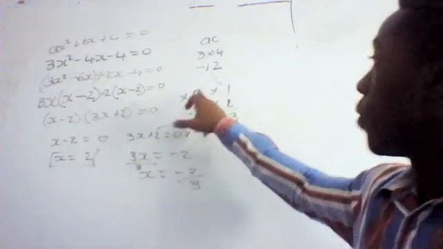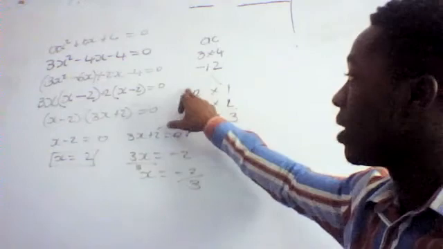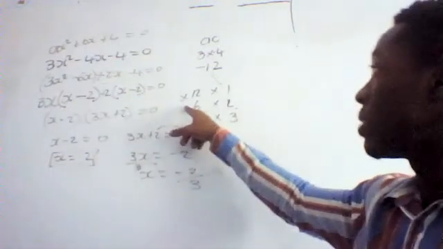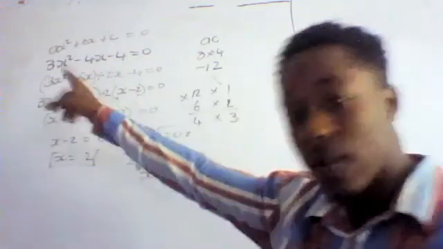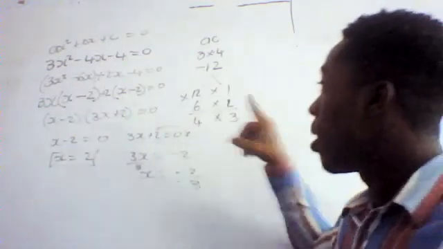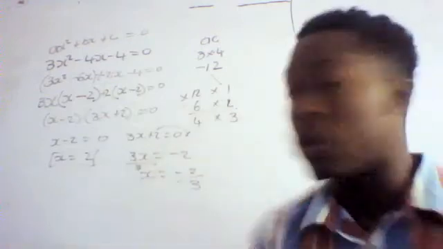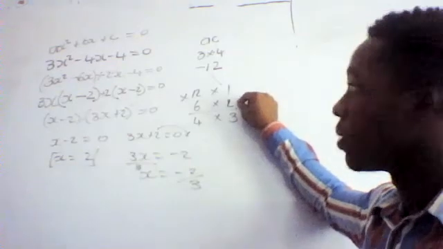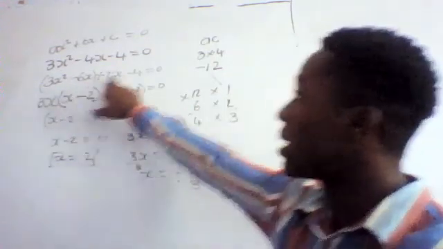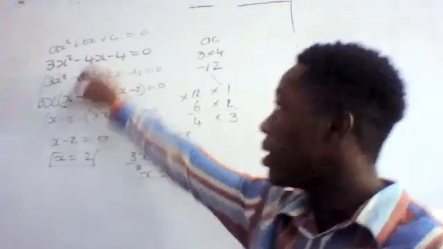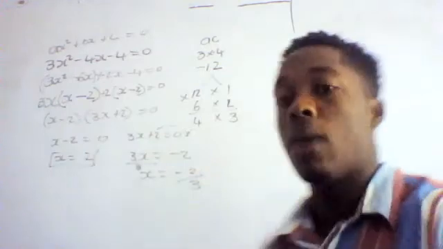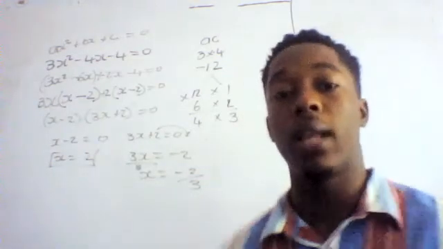Now, if we look at this, -12 times +1, sorry, it's not going to give us -4. -6 plus 2 is going to give us -4. -4 plus 3 is not going to give us -4. So it must be the second one, which is -6 and 2. Then we're going to replace -4x with -6x plus 2x. Then we're going to find the GCF, the greatest common factor.